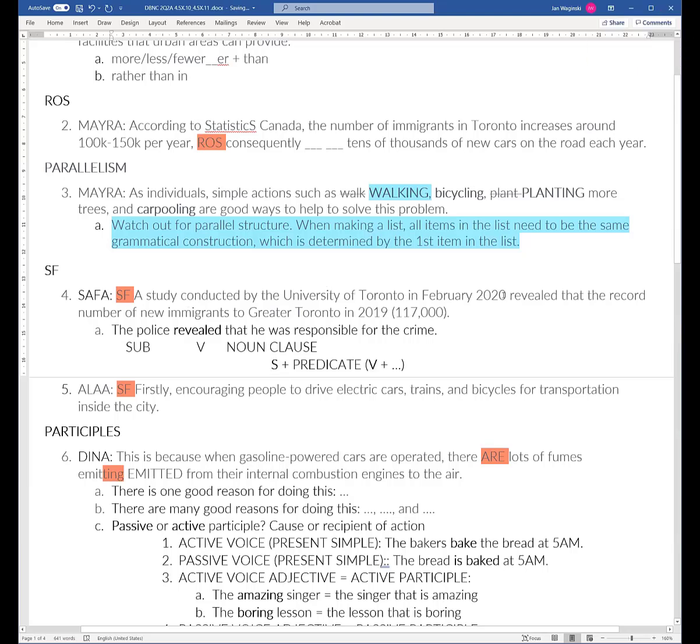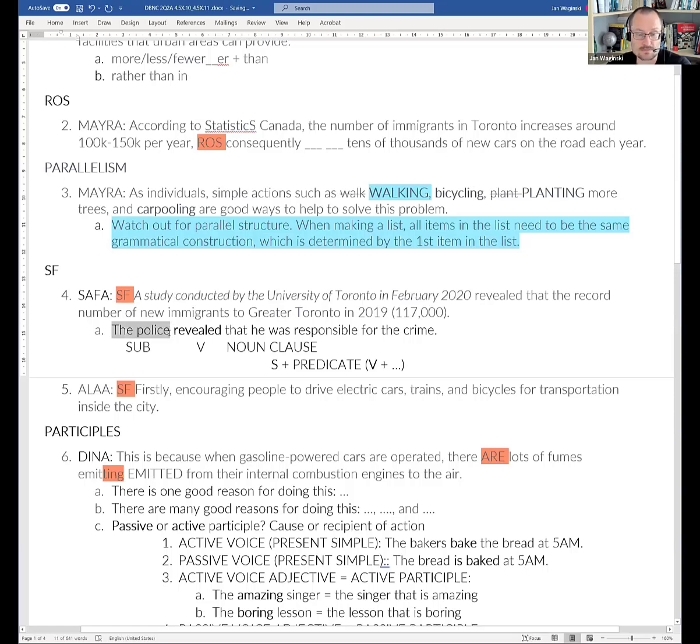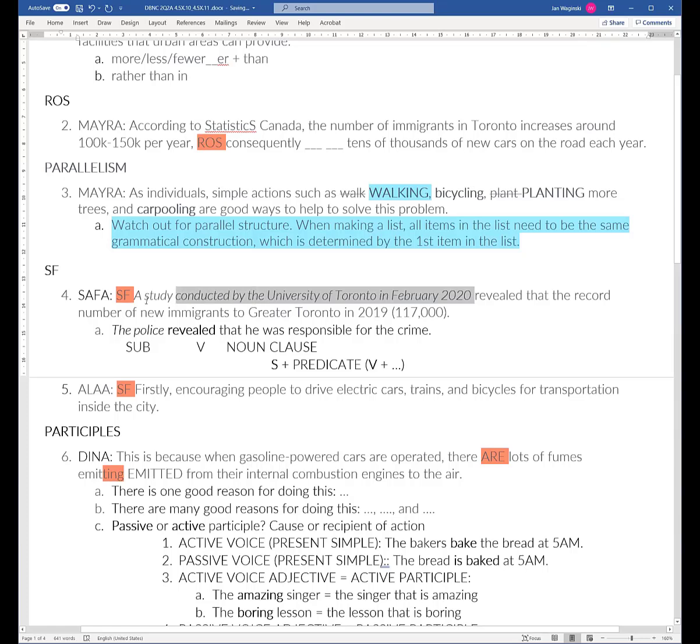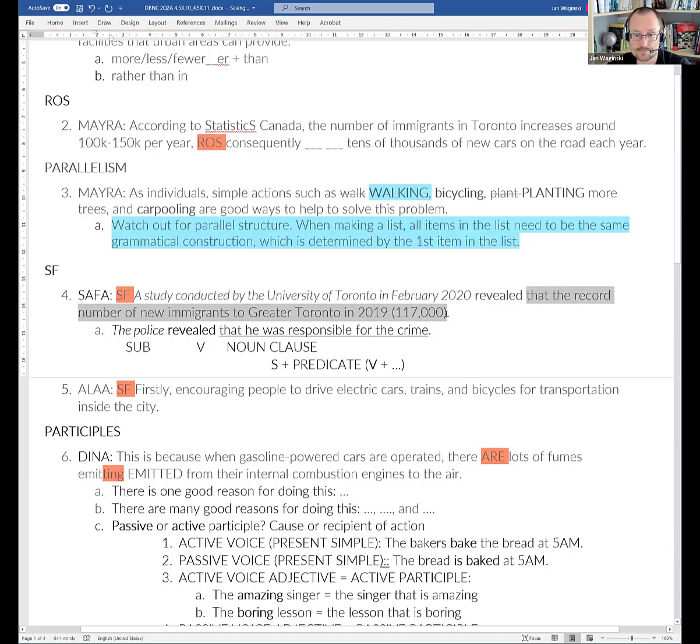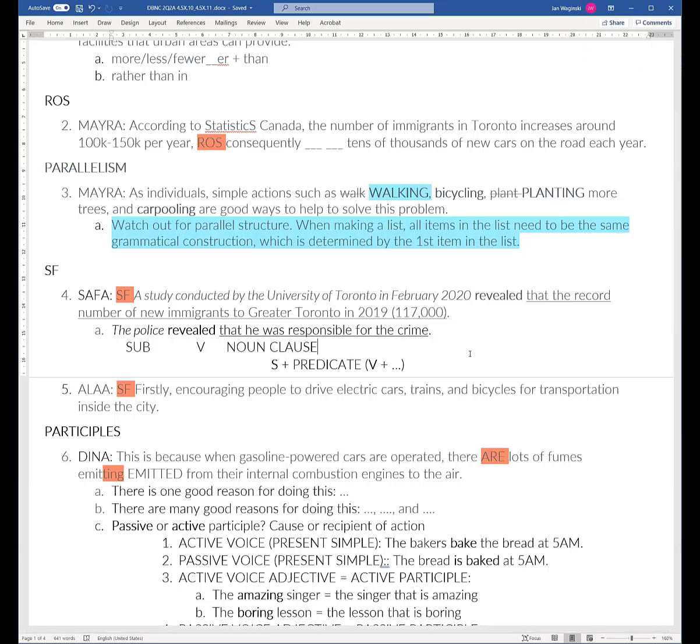So a study conducted by the University of Toronto in February 2010, this is your subject, right? So I'll just do it like this just to be consistent. Okay, so far so good? This is your subject. It's a big subject, but it's the same as the police in this one. Revealed is our verb. And now we move on to our noun clause. What's different between your noun clause and this example noun clause? What's the difference? Actually, was responsible, and in my sentence there is no verb. Exactly. So your noun clause doesn't have a predicate.